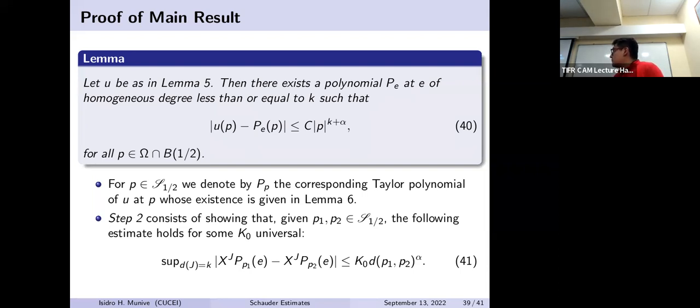So this was at the identity because we translate. So we can do this for every point in this set, and we have the corresponding Taylor polynomial. And so the next step will be to prove this estimate, no?